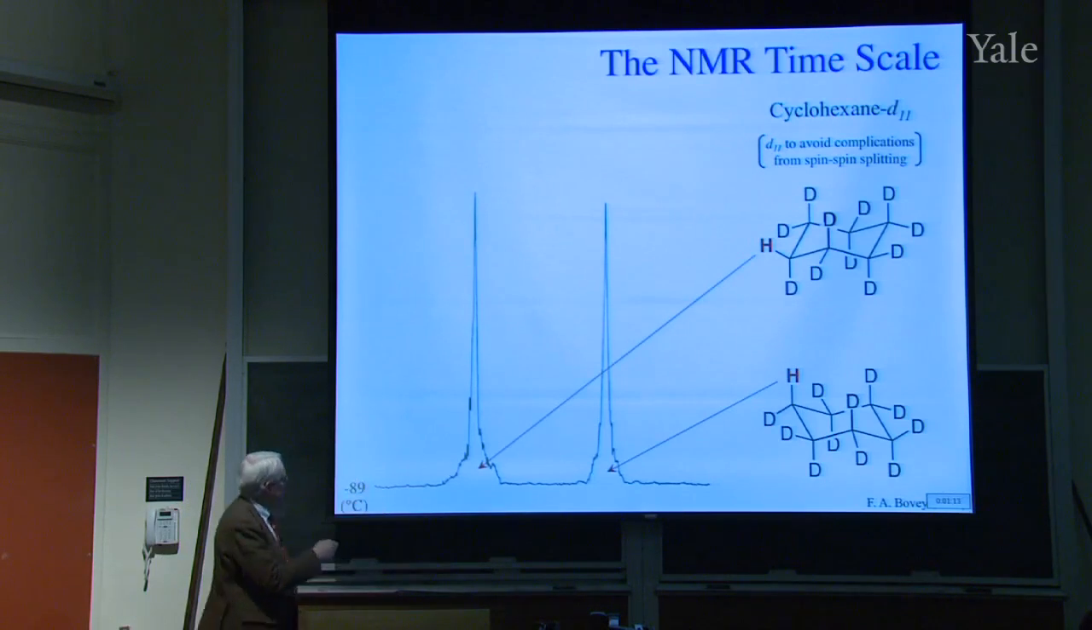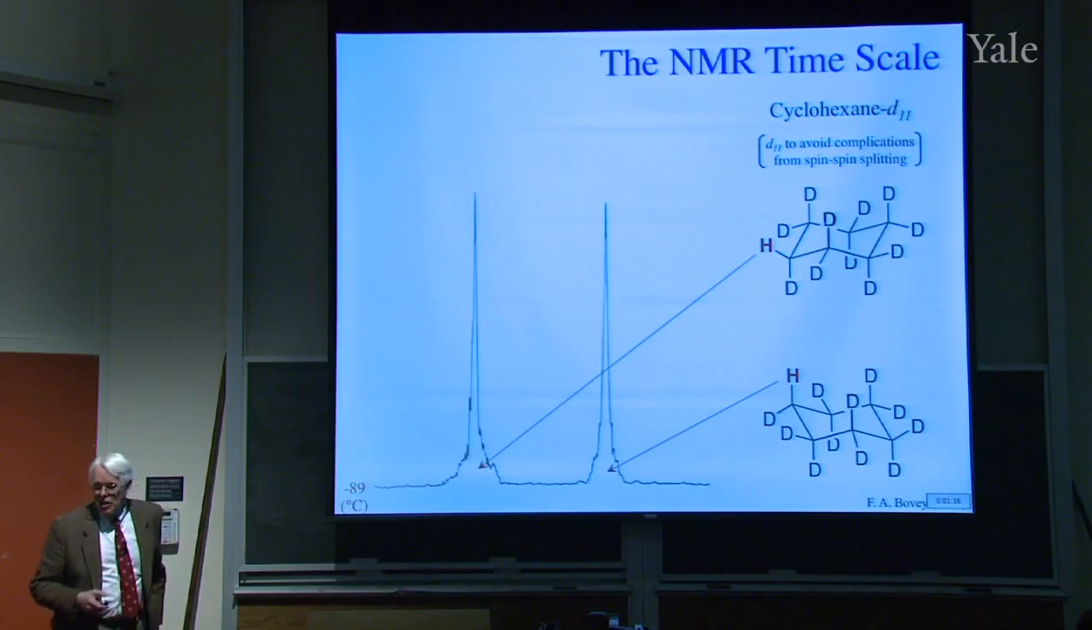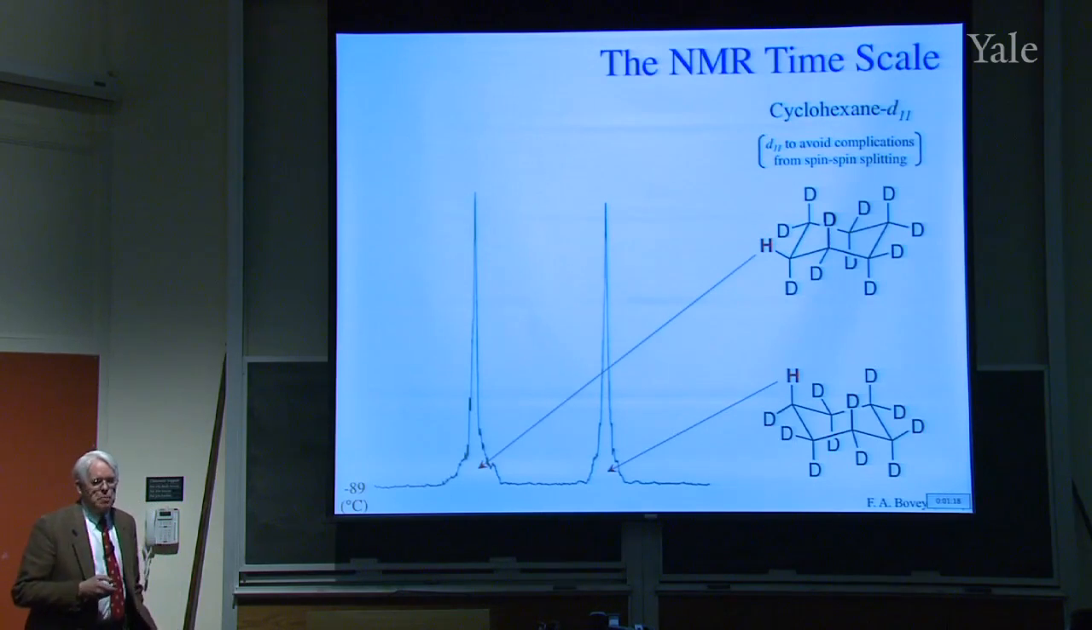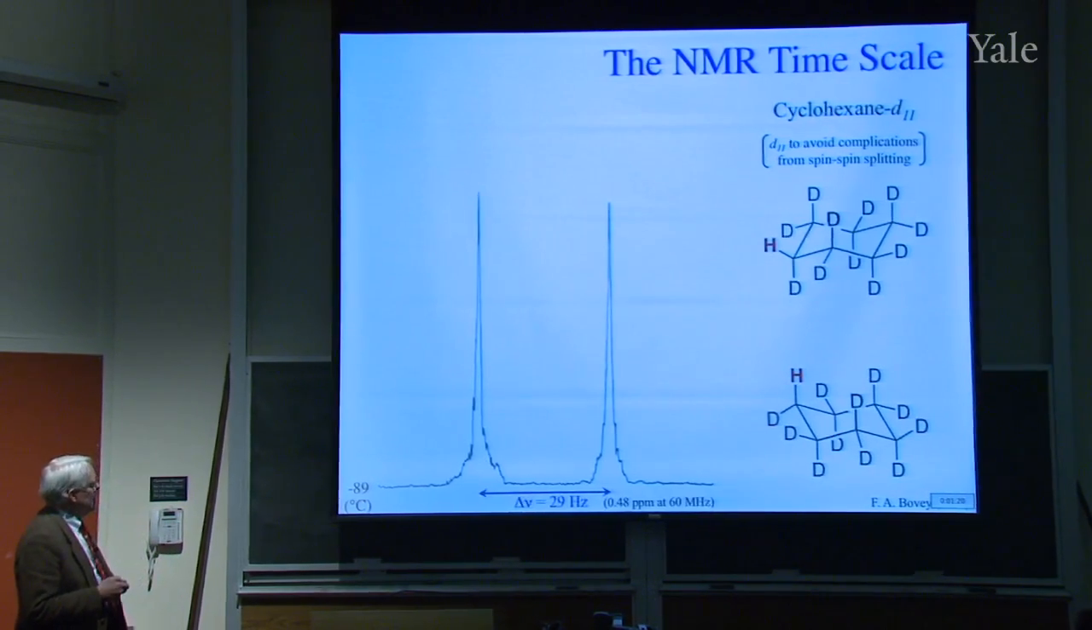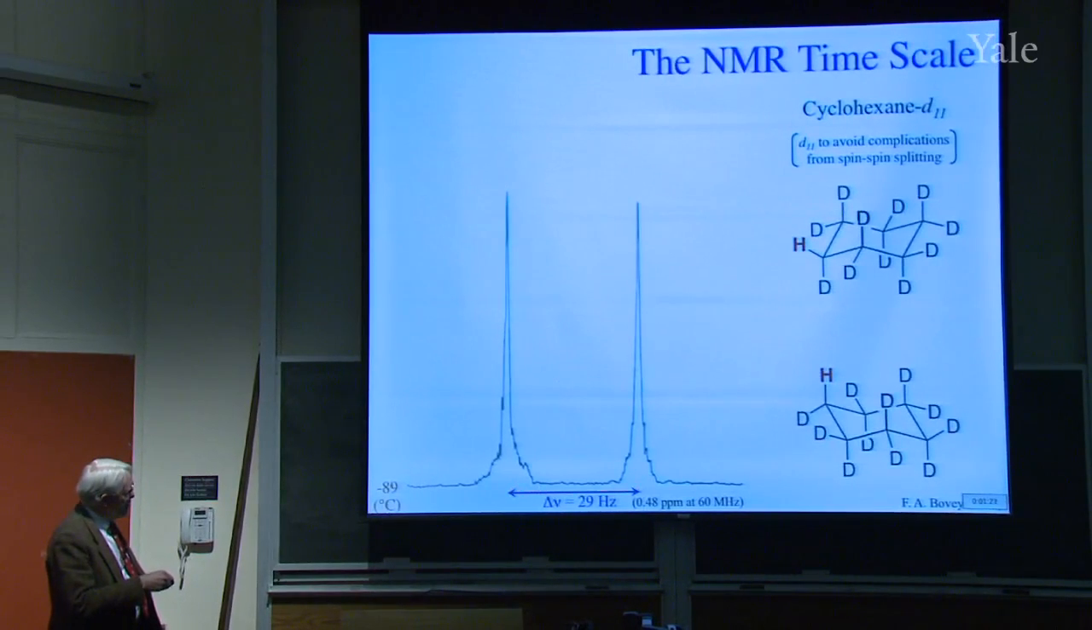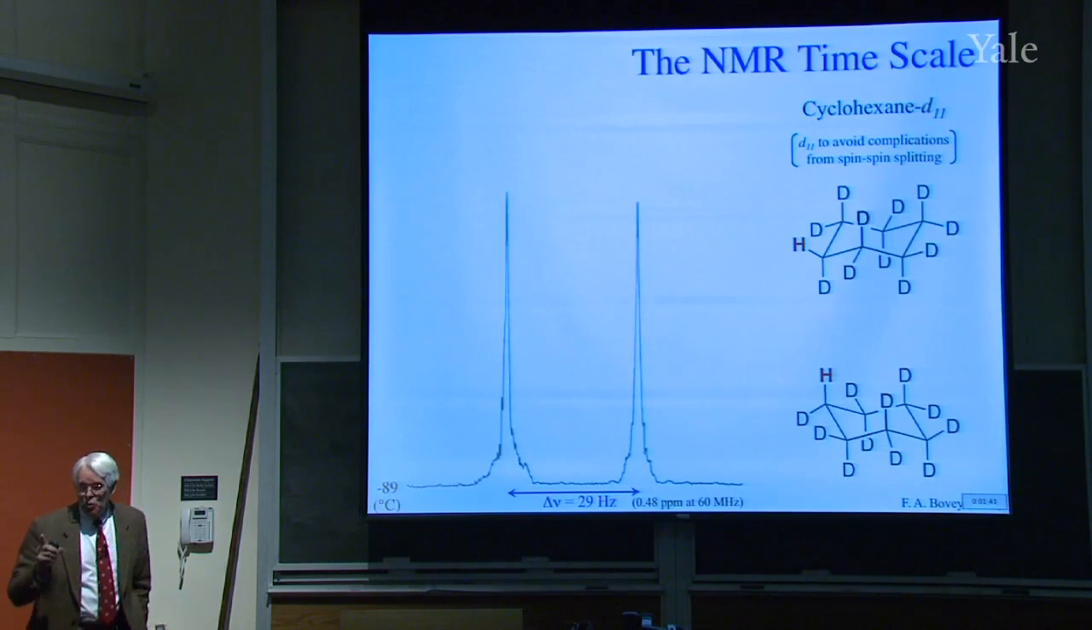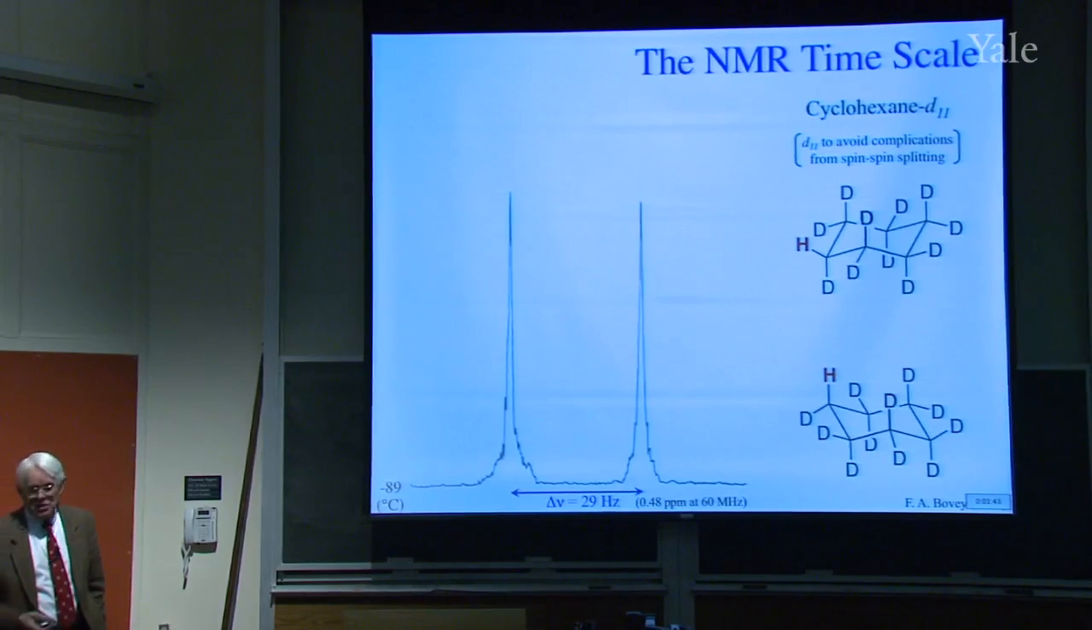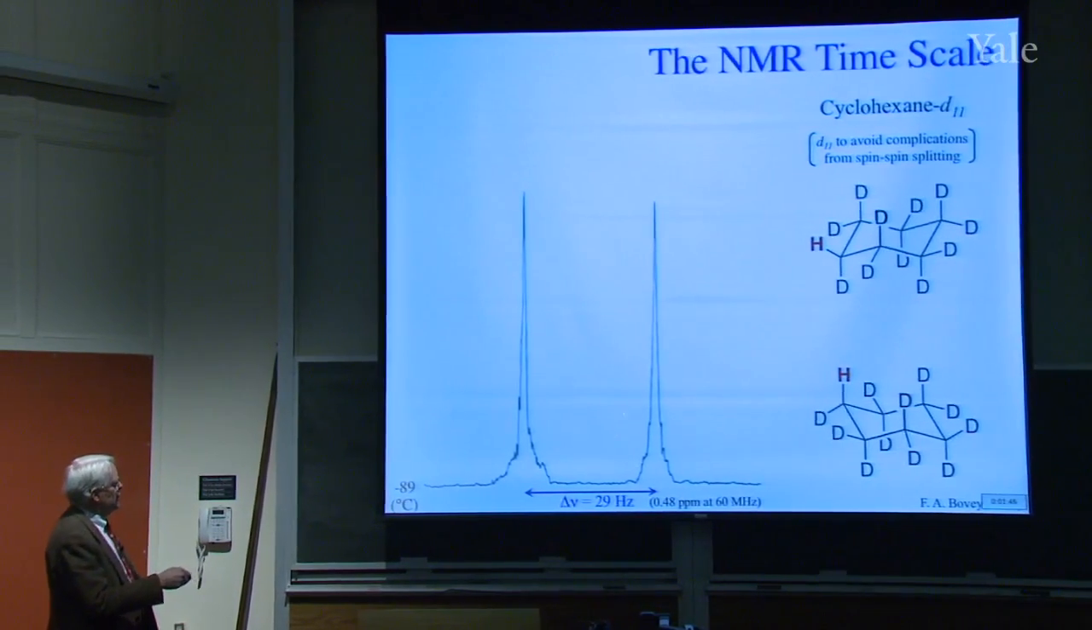But notice this is at minus 89 degrees centigrade. And watch what happens if you start warming up. The difference in chemical shift is 0.48 parts per million. And this was measured in an old spectrometer in 1964 by Frank Bovey at Bell Labs. And the difference here is 0.48 parts per million at 60 megahertz. Or it's 29 hertz. We've got to put it in frequency if we want to talk about this kind of thing. So 29 hertz difference in frequency.